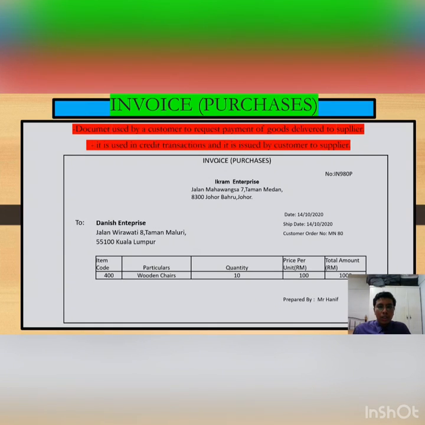It contains the supplier and the customer name. It has the date of the transaction. It has the description of the transaction, which is wooden chair of 10 quantity, and it has the total amount, which is 1,000, and it has the name of the person who prepared the invoice.